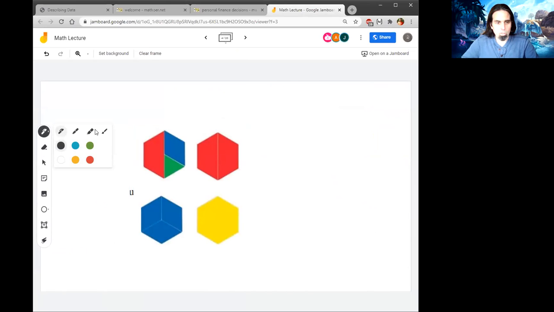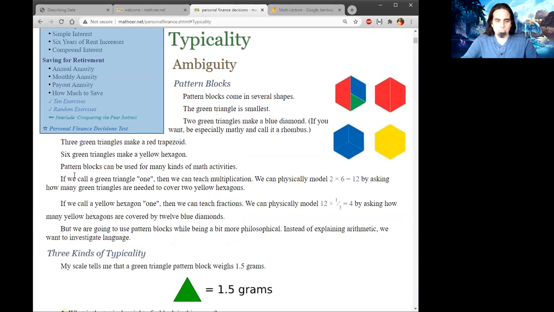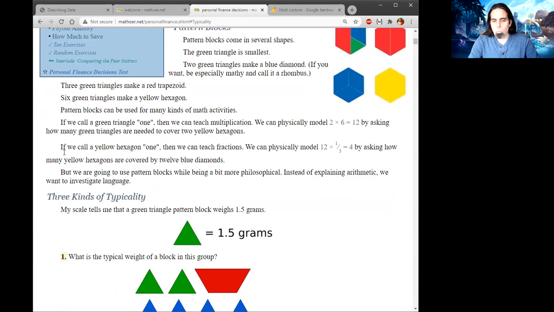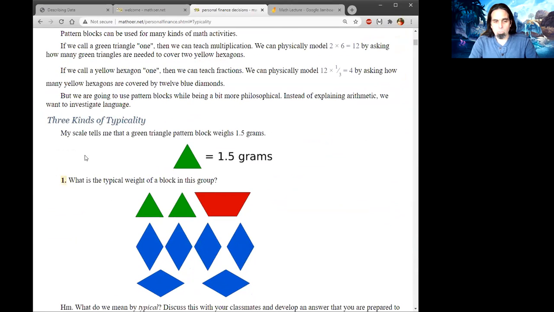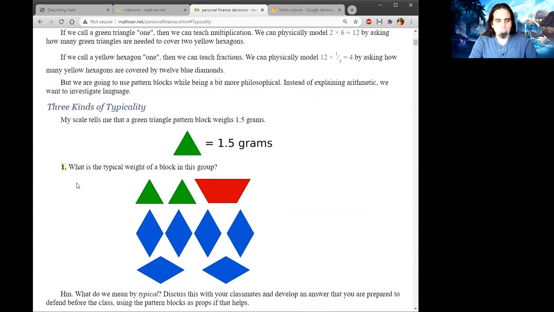Right, so if I had a green here and here, two of them makes a blue. If I had a green there, there, and there, three of them makes a red, and all six greens would make a yellow, if I could actually draw well. As to weight, the smallest one that makes up the others is 1.5 grams.